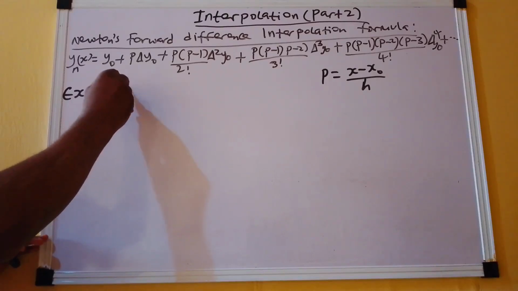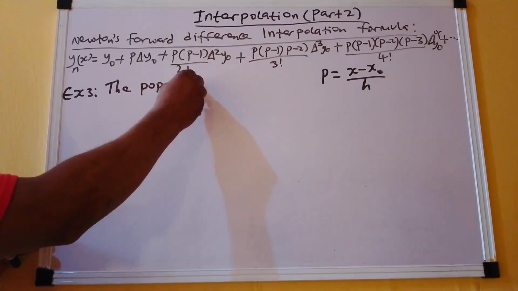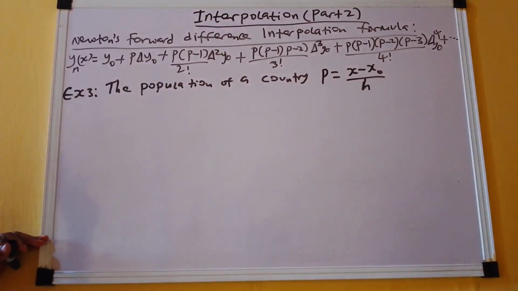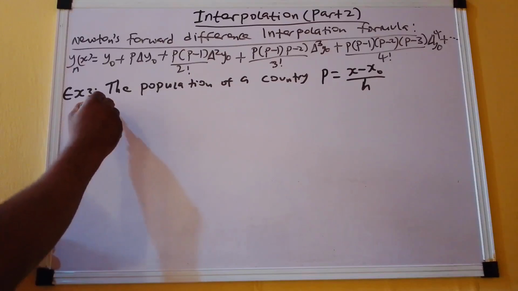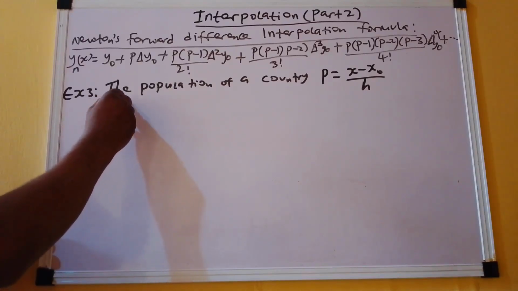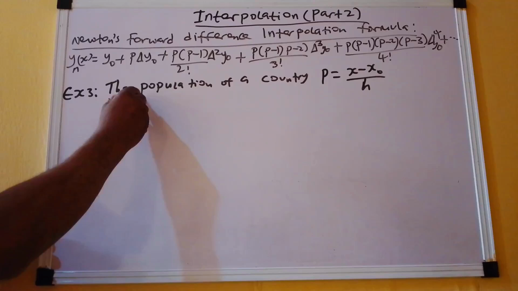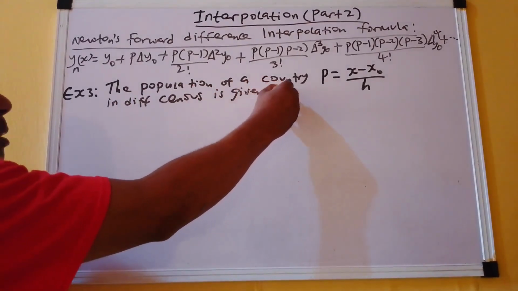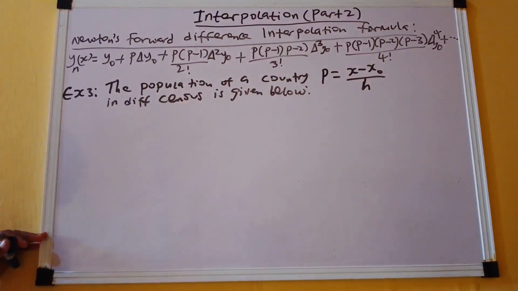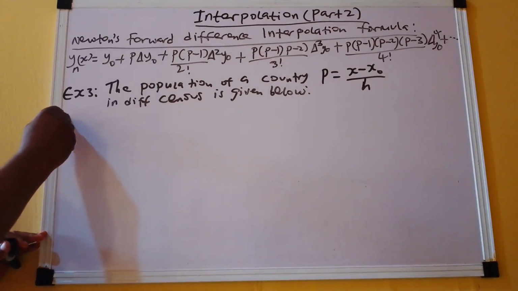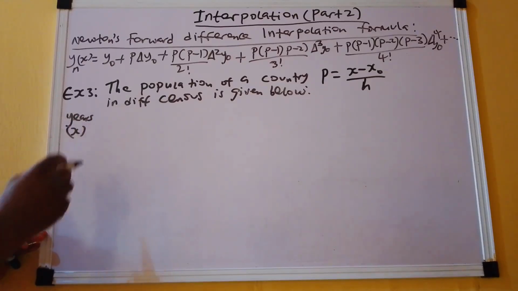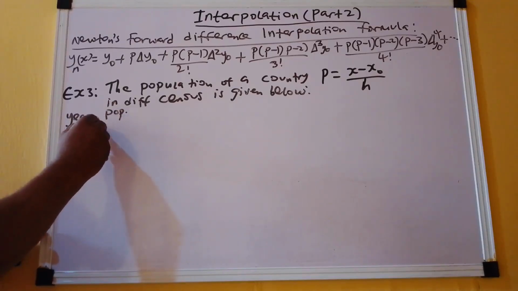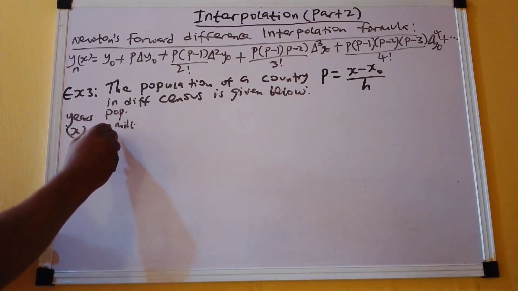The population of a country in different census is given below. So let us say the population. Now we are going to have the years. The years are in X. Then we are going to have the population. The population is in millions. We are going to call that our Y.